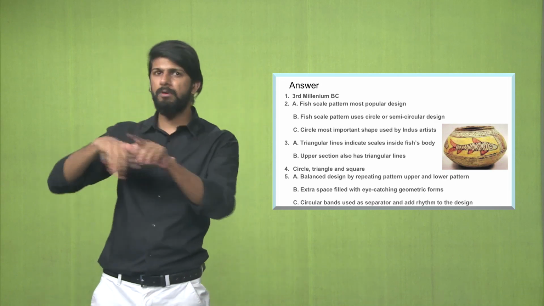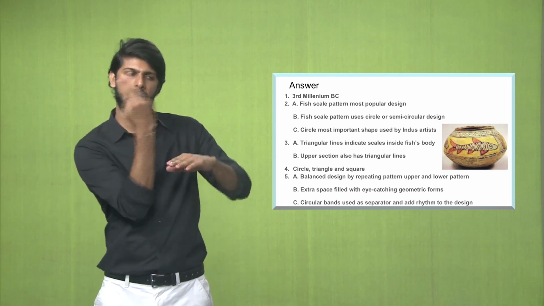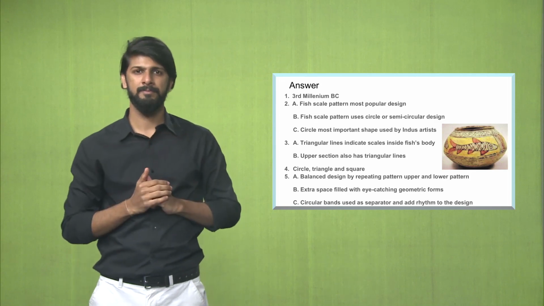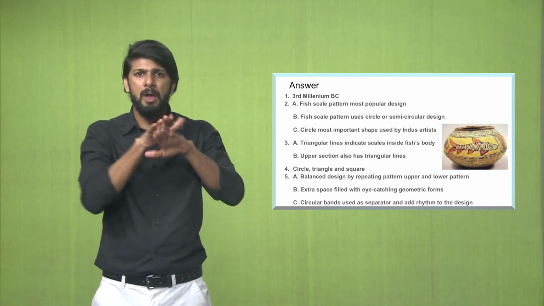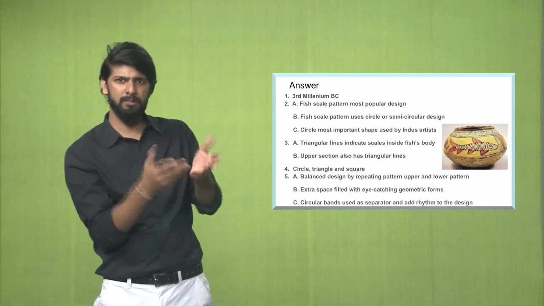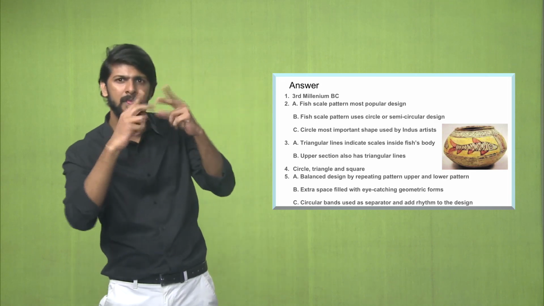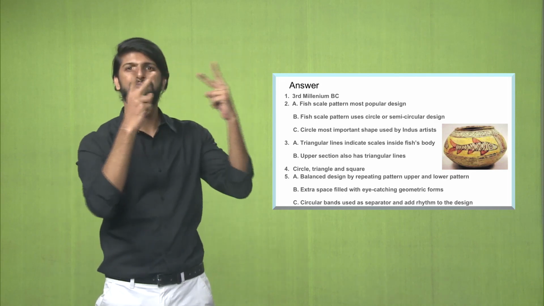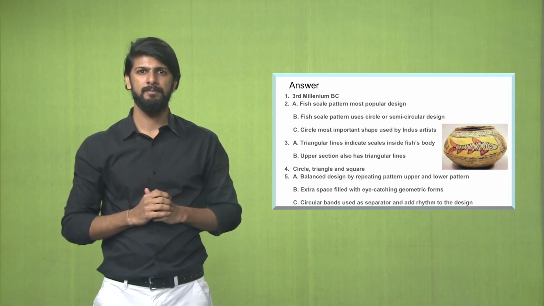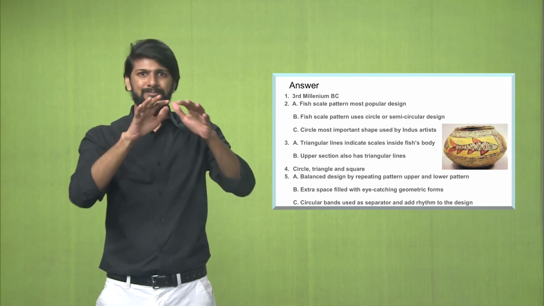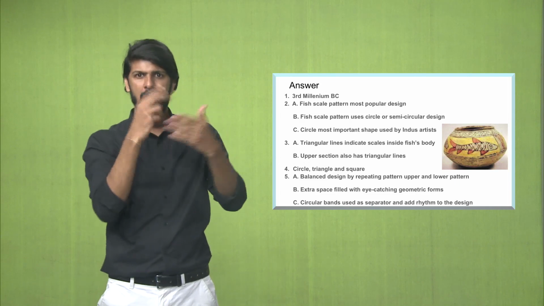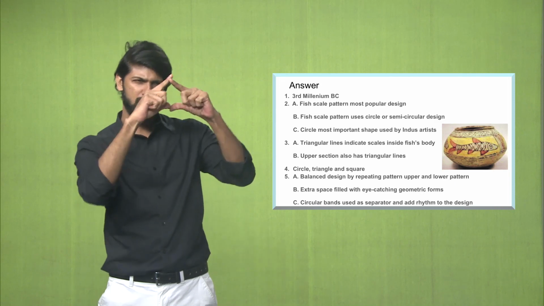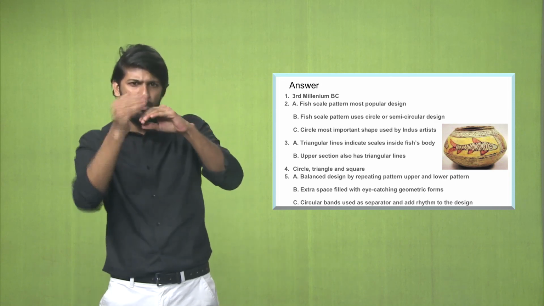A. Fish scale pattern, most popular design. Second point, the fish scale pattern uses circle or semicircular design. C. The Indus Valley civilization artists used circle prominently. It was a very important shape used by the Indus artists.